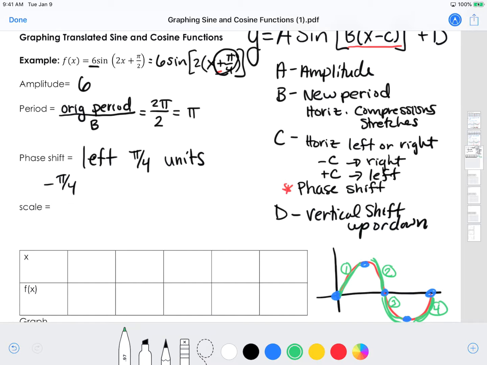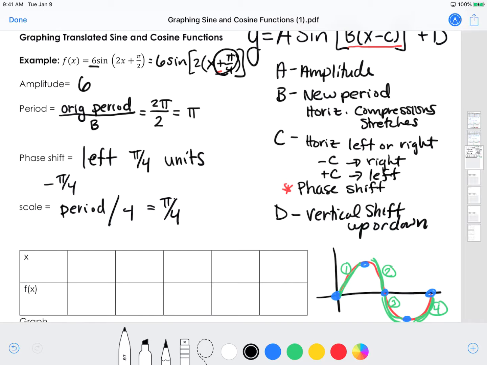So that's the same thing we're going to be doing here. We're going to find the length of the interval, and then we're going to divide it by 4. Since the length of our interval will be 1 cycle, I'm going to take my period and divide by 4. In this case, my period is pi for my new function, so my scale is going to be pi over 4.